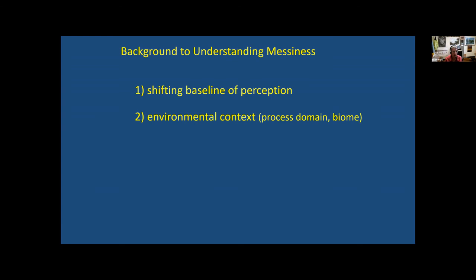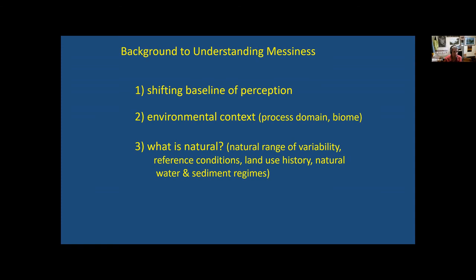Second, the degree and the forms of spatial heterogeneity vary among different segments of rivers around the world. Depends on where you are in the catchment, which I've referred to as process domain, and where you are in the world, which you could think of as biome. And finally, there's this question of: if more spatial heterogeneity, or something more heterogeneous than an irrigation canal, is good, how much is good? What is natural? And I'm going to talk about all those concepts in a moment.